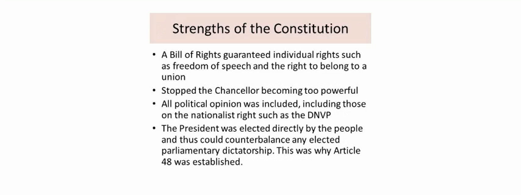So, you can point out it's very, very democratic, that it gives a Bill of Rights, which guarantees citizens' rights, such as freedom of speech and the right to belong to a union, which are fantastically left-wing and progressive ideas, which was above even what Britain had at the time. Okay, you can argue the Constitution is very good at stopping the Chancellor becoming too powerful, even if it's not very good at stopping the President from becoming too powerful.